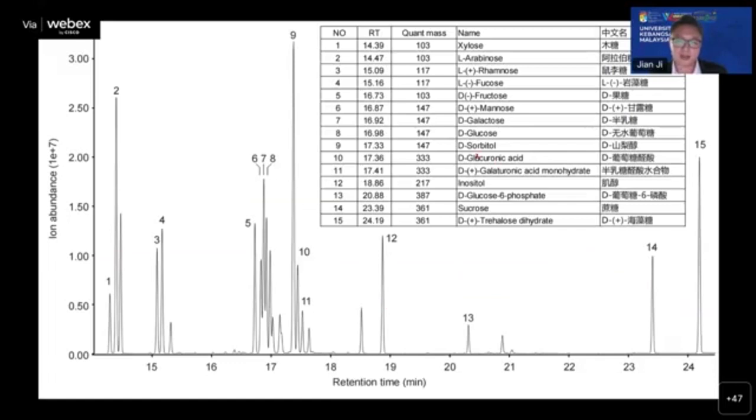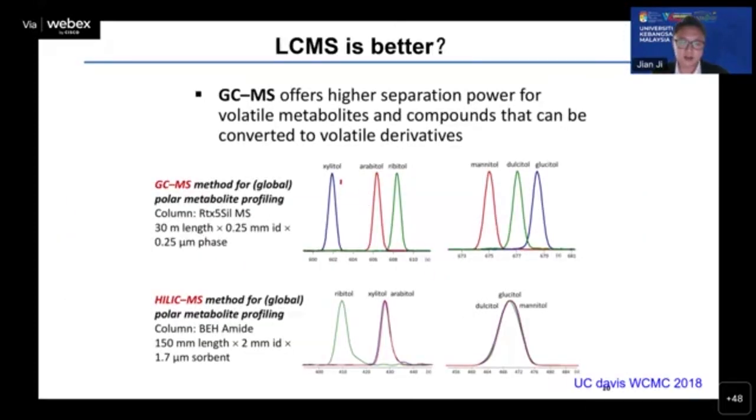Also in sugars, as we know, if we use LCMS the separation is not good, especially with normal columns. If you use a specific column for sugars, it will be much better. But in GC, the sugars can be separated very well. For example, here there are 6 different sugars. In GCMS, we can separate them very well, but in LCMS it cannot be done. So the separation of GC is much better than LC.